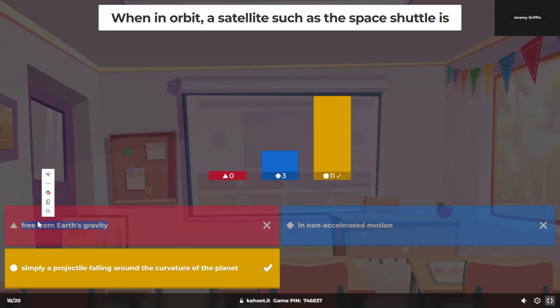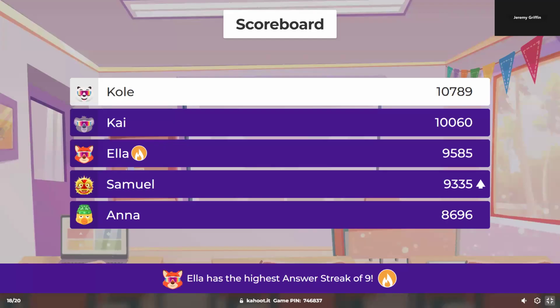If there was no Earth's gravity, those satellites would just fly off into space. Anything that's on a curved path does have to have a force on it. In this case, it would be its own weight, like a gravitational force. But that's a future topic. It's like a special kind of projectile, just falling around the curvature of the planet.